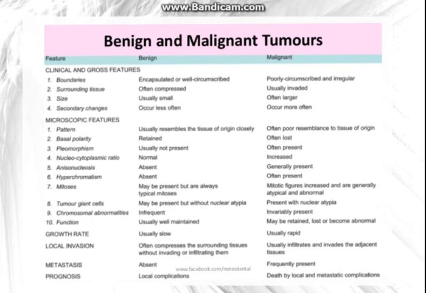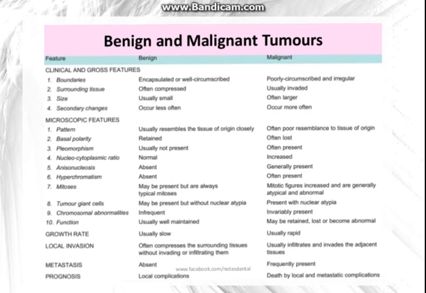Now, after discussing this, we should understand the differences between benign and malignant tumors. For the benign tumor, firstly, we will understand the clinical and gross features. The boundaries of the benign tumor are encapsulated, they are well circumscribed, and the malignant tumor is poorly circumscribed and irregular. The surrounding tissue is often compressed in case of benign tumor, whereas in a malignant tumor it is invaded, there are infiltrating borders. The size of benign is small, whereas that of the malignant is comparatively large. Secondary changes can occur in both, but are less in case of benign.